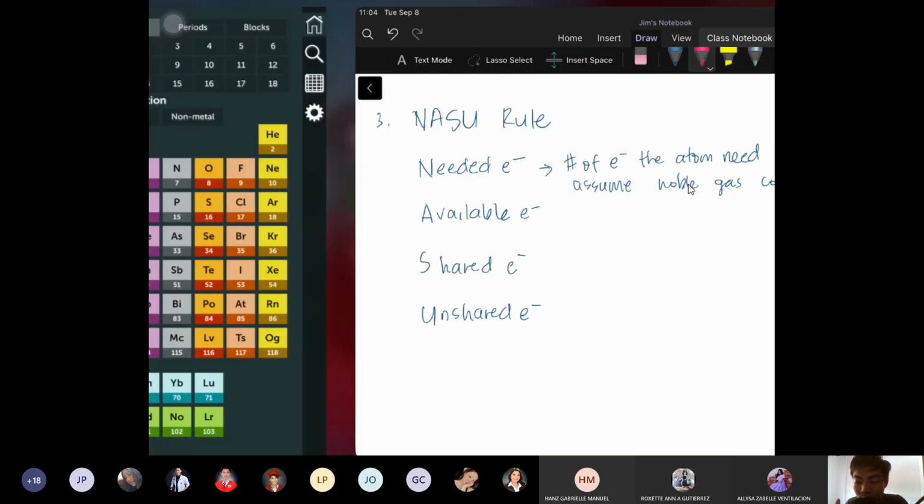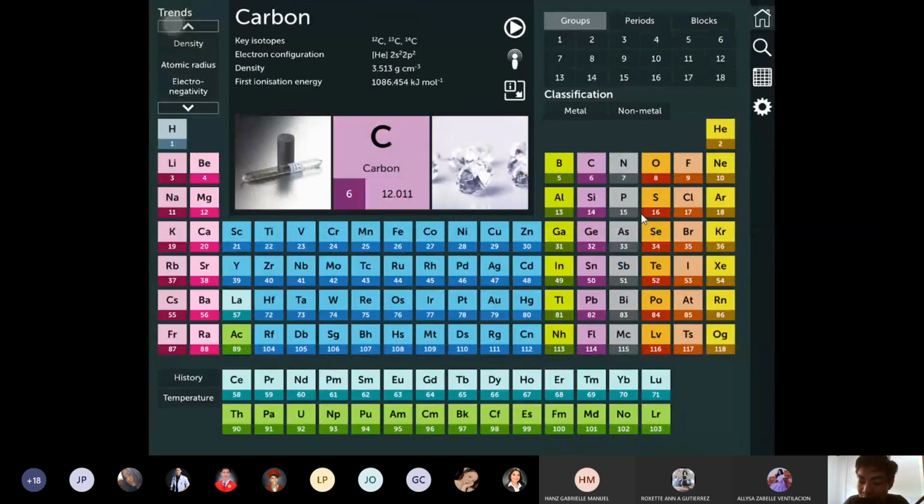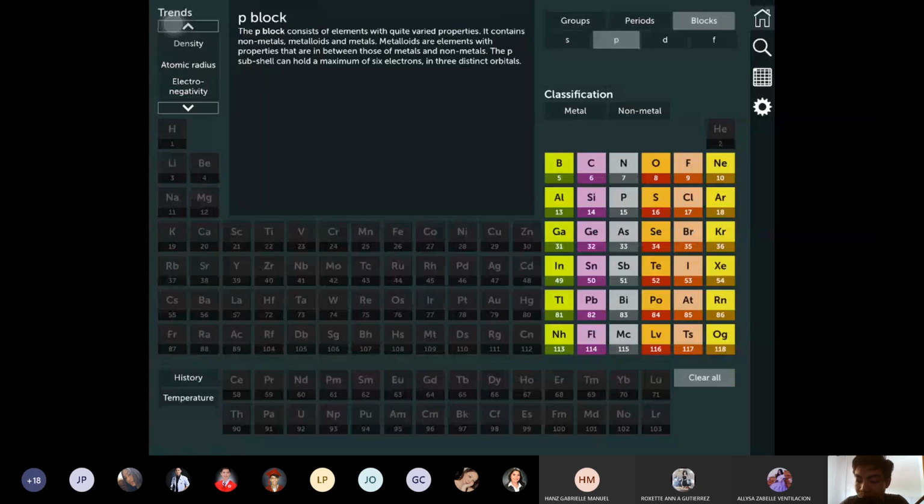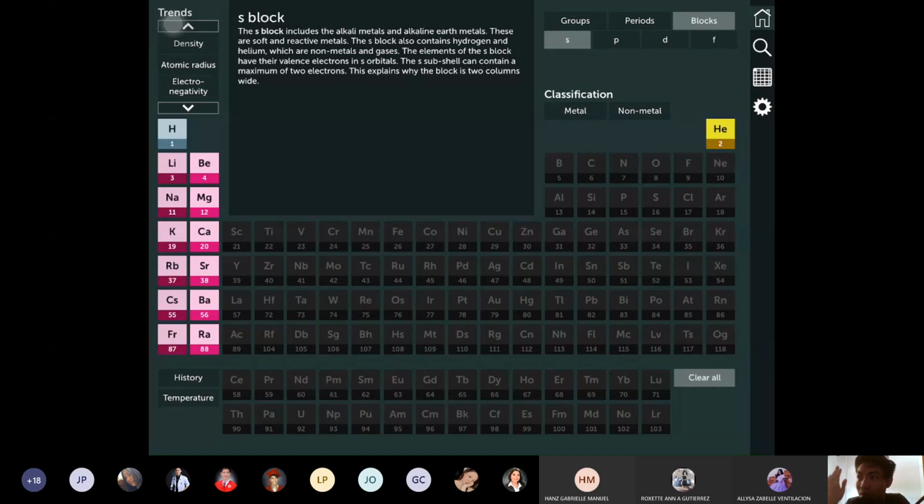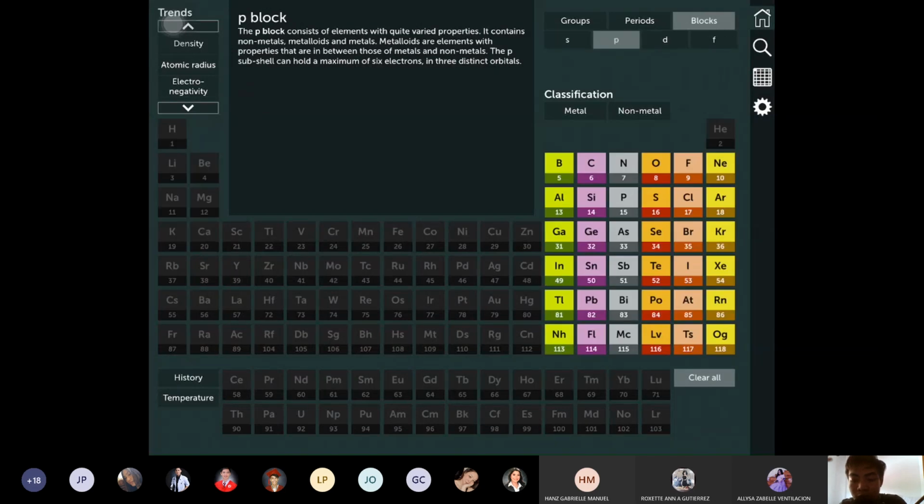Kanino to nag-a-apply? This only applies for atoms found here sa P block natin. Why? Bakit hindi siya pwede mag-apply sa S? Because again, remember, S orbitals can only hold 2 electrons, while the p orbitals, they can hold up to 8 electrons in total. 2 for the s, 6 for the p orbital. No? So that's why the octet rule only applies to the atoms found here sa p block. Okay? And ganun naman yung mangyayari sa atin most of the time.